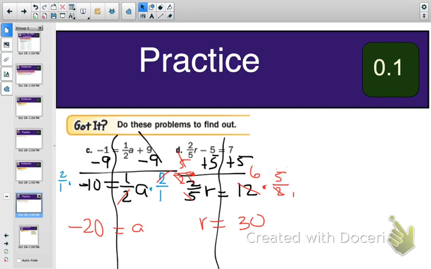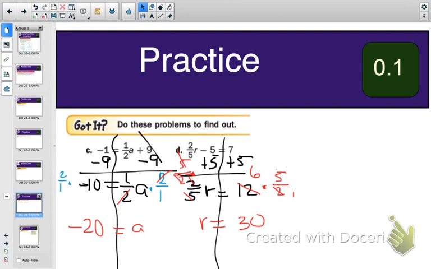Alright, so for the first one I got a equals negative 20 because I subtracted 9 from both sides, and then I multiplied by the reciprocal of 1/2, which is 2 over 1, or just 2. The second one I got r equals 30 because I added 5 first, and then I multiplied by the reciprocal of 2/5, which is 5/2.